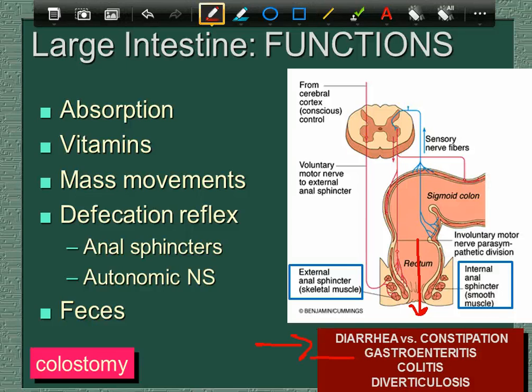Gastroenteritis, just a vague term for inflammation, could be bacterial. Colitis, inflammation of the colon. Let me jump over here to this colostomy, because I think I got a picture coming out, and then I'll get to diverticulosis.